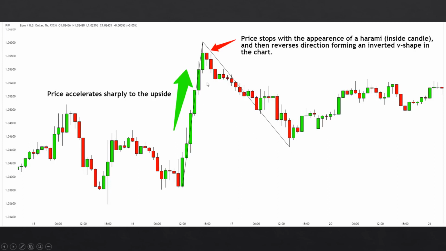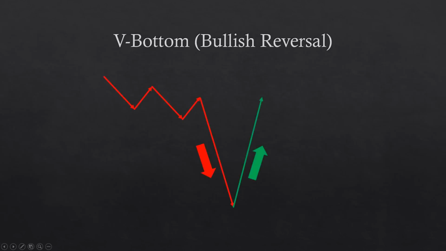At the V-top, it's common to find very clear candlestick patterns that will anticipate a reversal. In this case, we can see an inside candle indicating the beginning of the down movement. The V-bottom is the bullish reversal version of the V-top. It's characterized by a sharp acceleration to the downside that is immediately followed by a sharp acceleration to the upside.